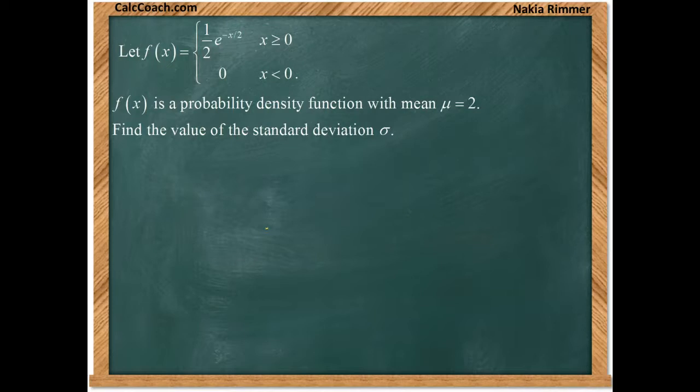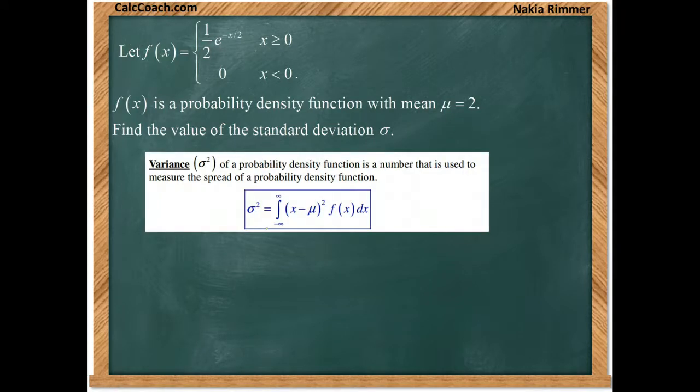So in order to find the value of the standard deviation, we first need a quantity called the variance. The variance is a number that is used to measure spread. It measures how far the data points are away from the center, essentially. It takes into account the probability as well. So it's called sigma squared, and it's found by integrating from -infinity to infinity x minus the mean quantity squared.